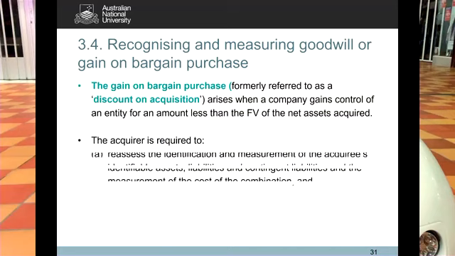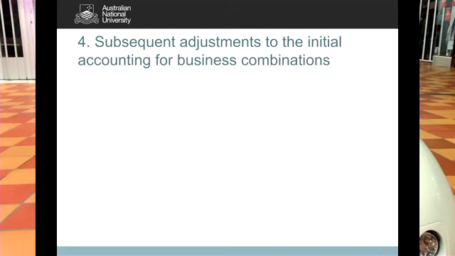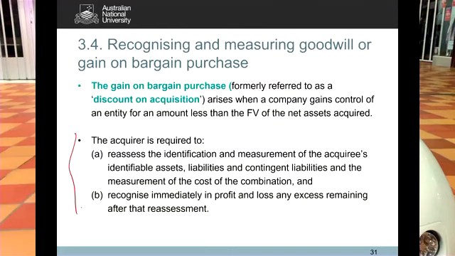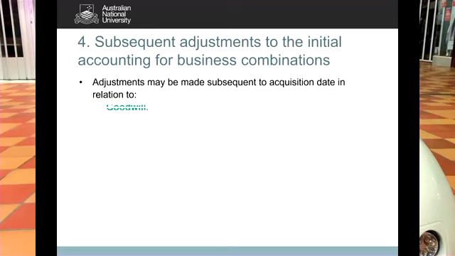Yes, sometimes you may have this gain on bargain purchase. Again, like I mentioned here, if there is gain on bargain purchase, you need to be cautious whether it is true or not. So you reassess everything, then you recognize. After your reassessment, if it is still there, you need to recognize. And there would be subsequent adjustments to the initial accounting for the business combination as well.